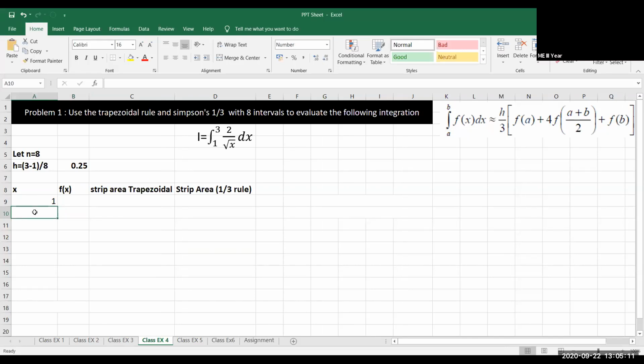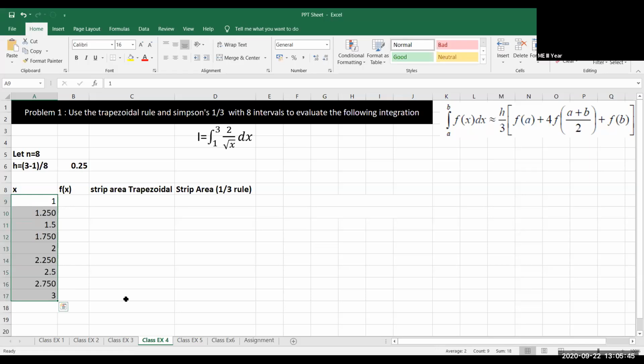After that, how will the next value come? It is x plus delta, because you have to add the equal interval value. The interval value is 0.25. So if you add 0.25 to 1, it becomes 1.25. Now you select these two values and go up to what value? 3. After that, you just have to find the function value.